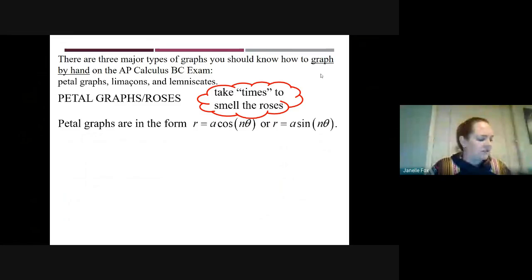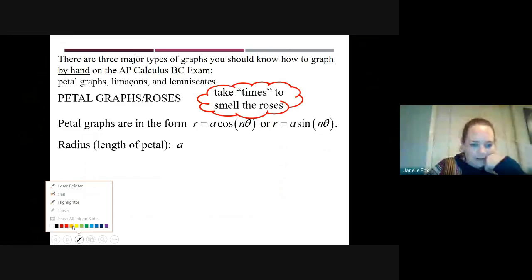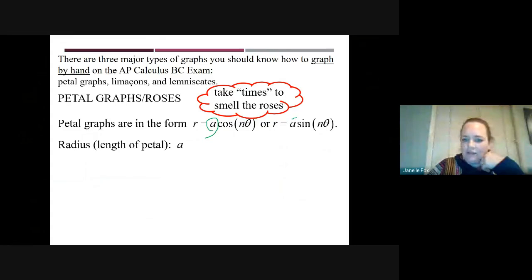These first types are called petal graphs. When you look at each petal, it's going to be a loopy around guy. It looks like a flower. We need to figure out how big to make it and how many petals there are. The radius length of the petal is going to be a, and we just get that number from right here in the front. So this is a, and that determines your petal length. It doesn't really matter if it's sine or cosine. That's the petal length. There are 2 types, and it depends on whether it's going to be a cosine graph or a sine graph.